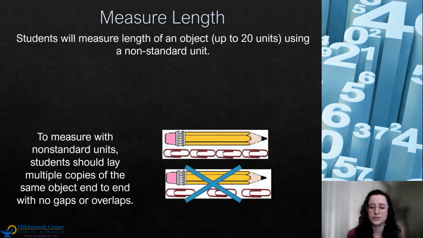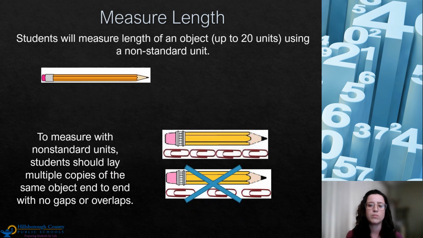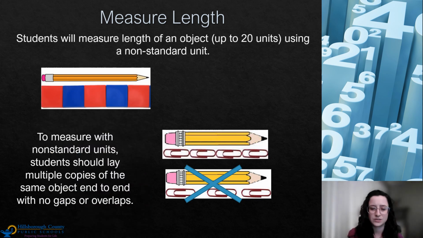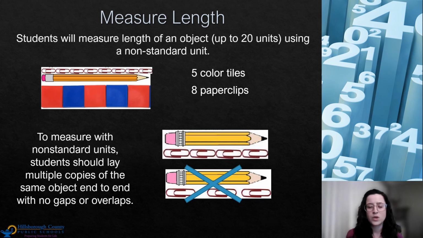Students should be given opportunities to measure a single object with multiple non-standard units. For example, I could measure this pencil with color tiles and I can see that the measurement is 5 color tiles. It's important that students define what unit they're measuring in because I could also measure this with paper clips and this would be 8 paper clips long. We want students to make that connection that when the units are smaller, you're going to need more units, or a higher number of those units, to measure that object.